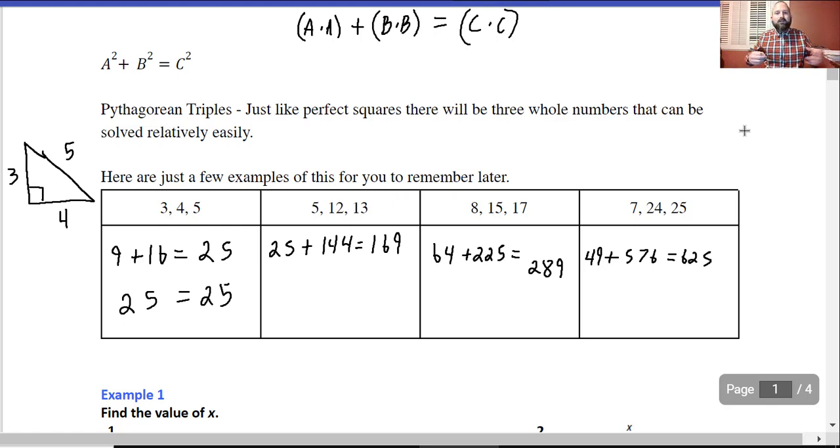So these are all perfect examples of Pythagorean triples. At least the first 2 right here are nice, easy to remember. The last 2 right here, I don't remember, so I don't expect you to remember them as well. But you don't need to know these. This is just a trick for you to understand for later. For example, we can solve right triangle problems, finding the distances of sides, using the Pythagorean theorem.